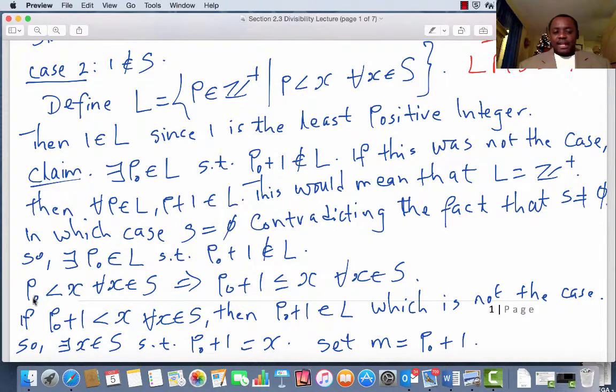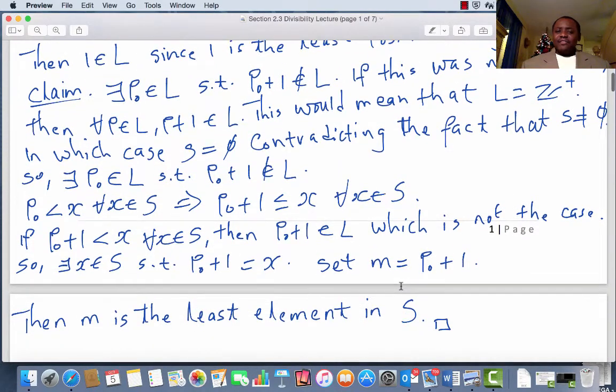P0 is from L. That means P0 is strictly less than X for every X in S. Therefore, P0 plus 1 is less than or equal to X. Remember, we're dealing with positive integers here, for every X in S. Now, let's investigate both cases. P0 plus 1 could either be less than X or it could be equal to X. Suppose P0 plus 1 less than X was true all the time.